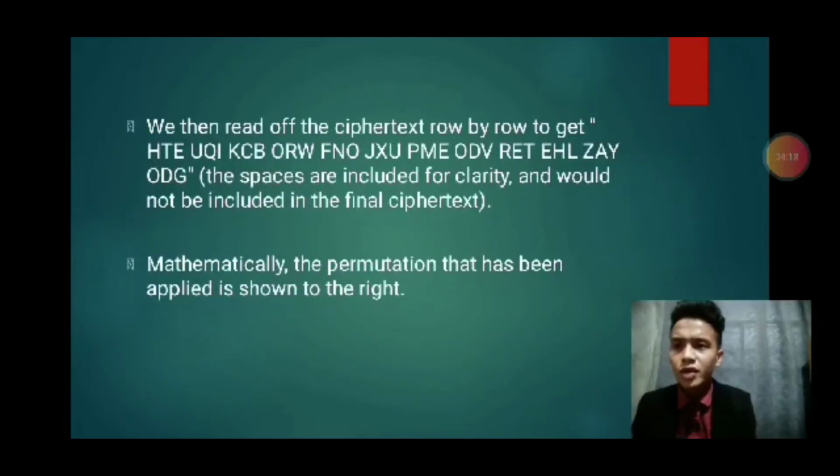Then we read off the ciphertext row by row to get the ciphertext. The spaces are included for clarity and would not be included in the final ciphertext. Mathematically, the permutation that has been applied is shown to the right.